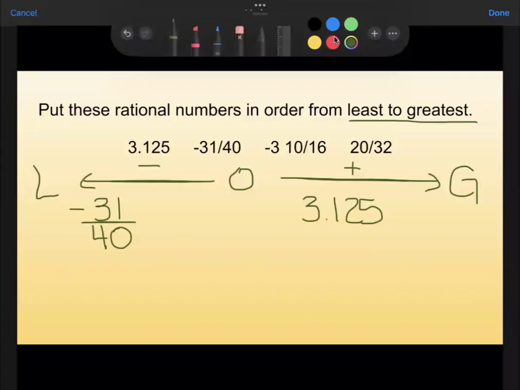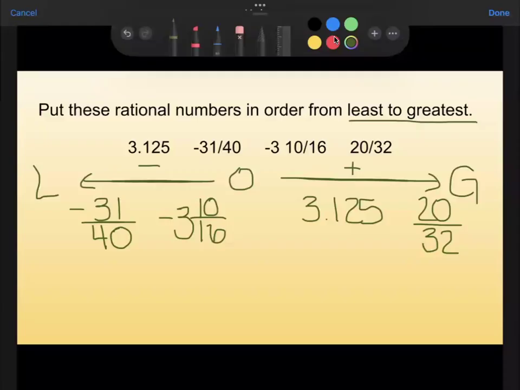Negative 3 10/16 goes in the negative zone, and 20 over 32 goes over here in the positive zone. So this isn't complete yet, but now I know which numbers I have to compare to each other in order to complete this. I know that everything that's positive is greater than everything that's negative. So when we're comparing two numbers that are negatives, we have to see which one is furthest away from zero, and that's going to be our least one.